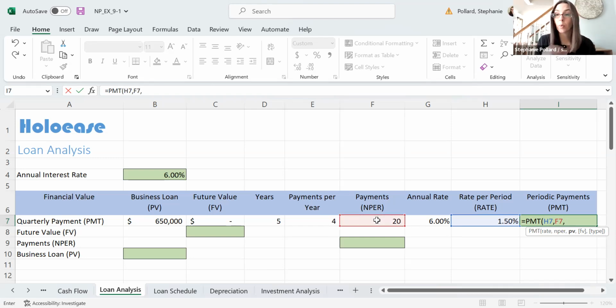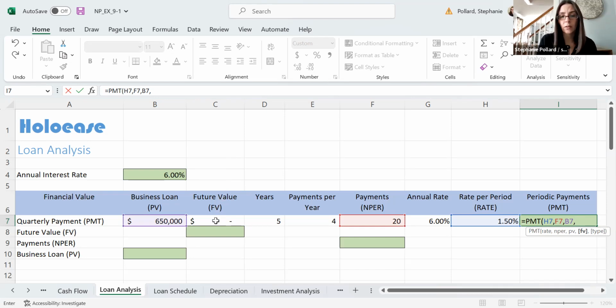I need to tell it my present value. In this case, my present value is my loan amount, which is $650,000. Now, the other 2 options you're going to notice are in brackets. That means that they're optional. You don't have to put them in, but you can. The next one is your future value. In this particular case, we want our future value to be 0. Excel will default to 0 automatically. That's why you don't have to put it in.